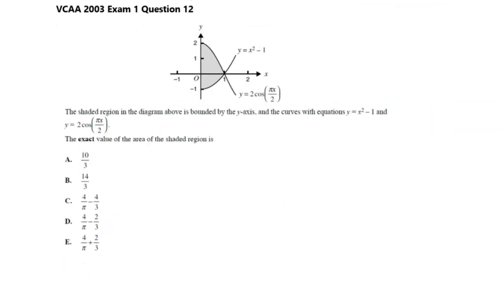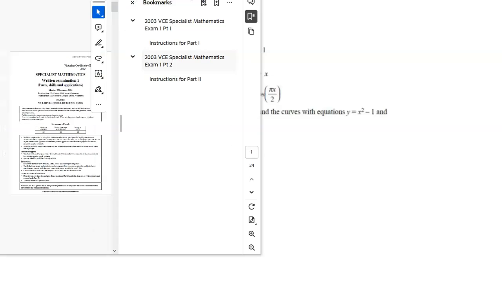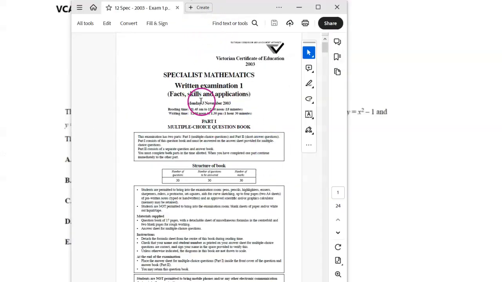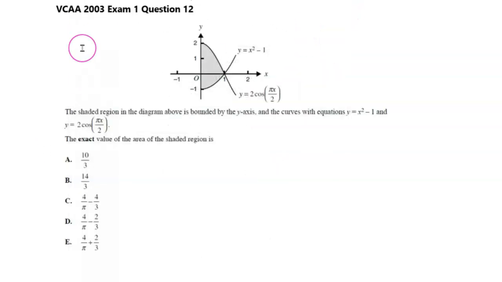Okay, we've got a 2003 exam 1 question here, and you might say, hold on a second, that's a multiple choice question. Aren't they usually on exam 2? Well, in this exam back in the day, written exam 1 was facts, skills and application, so it was multiple choice, and you were allowed to use a graphics calculator, so a little bit different to these days. Let's treat it like an exam 2 question in these days and use our CAS calculator.